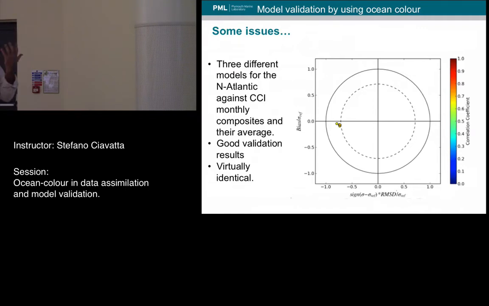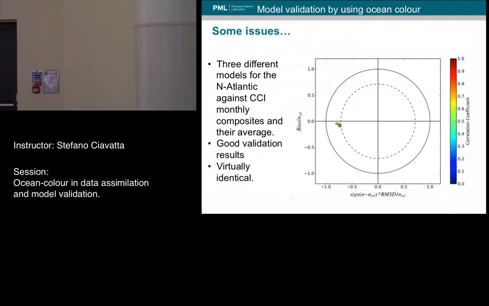this was the methodology. Now a little bit of issues. This is the target diagram for the output of three models of the North Atlantic compared to CCI data of the North Atlantic chlorophyll concentration. Look how well the three compare to each other. All the three are here. We are within the radius of one, so good skill for all of them. Very similar models. These models are Medusa, Pisces, and Ursem.